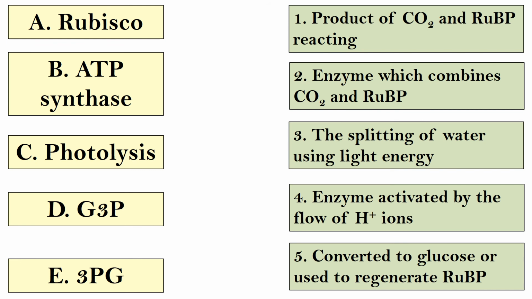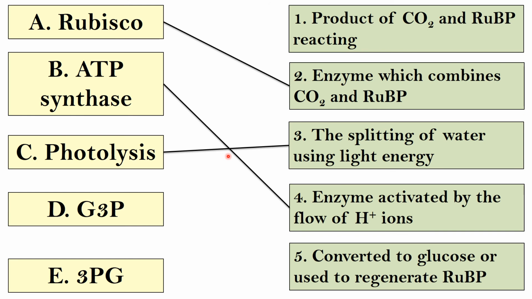Okay, so just a bit of revision, just see what you remember. Press pause and do these, match A to E with the numbers. A, Rubisco is 2, the enzyme which combines CO2 and RuBP. B, ATP synthase is the enzyme activated by the flow of hydrogen ions. C, photolysis is 3, the splitting of water using light energy.